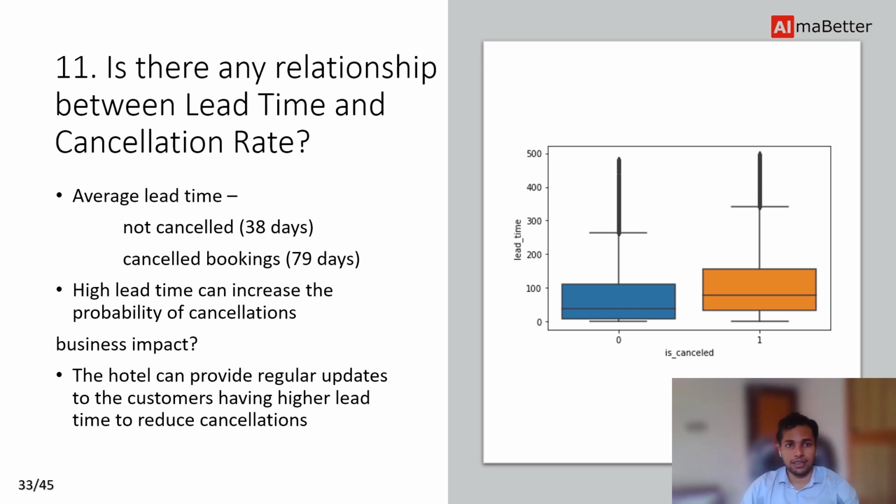Now let's take a look at the relationship between lead time and cancellation rate. The average lead time for not cancelled bookings was 38 days, while it was 79 days for cancelled bookings. This data indicates that high lead time can increase the probability of cancellations. This is a significant insight for the hotel as it can help in reducing cancellations. By providing regular updates to the customers with high lead time, the hotel can reduce the chances of cancellations and improve overall revenue.